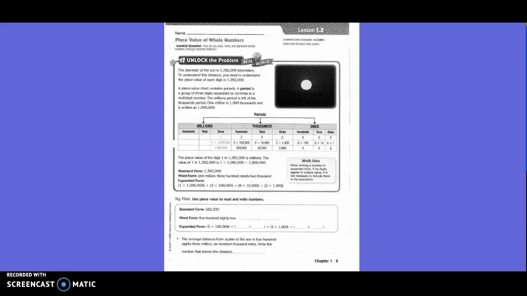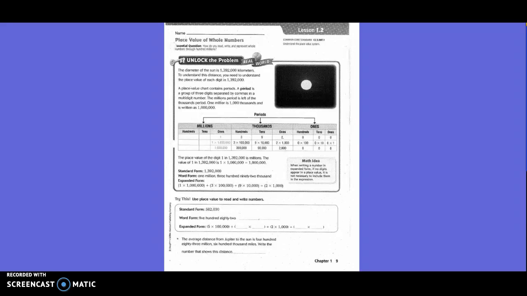The place value of the digit 1 in 1,392,000 is millions. The value of 1 in 1,392,000 is 1 times 1 million, which equals 1 million, of course. So they show us what standard form would look like, what word form would look like, and what expanded form would look like for that number. Try this. Use place value to read and write numbers.